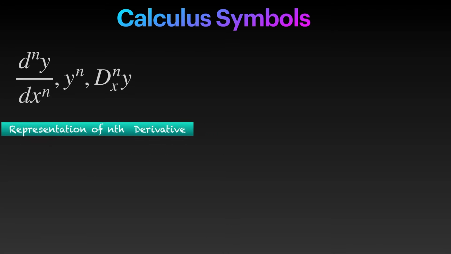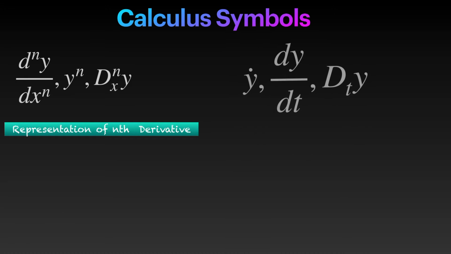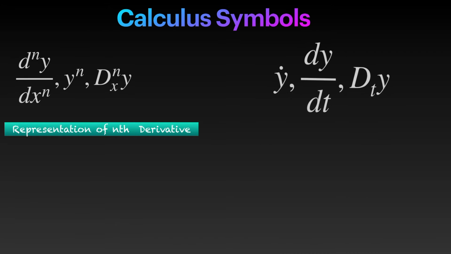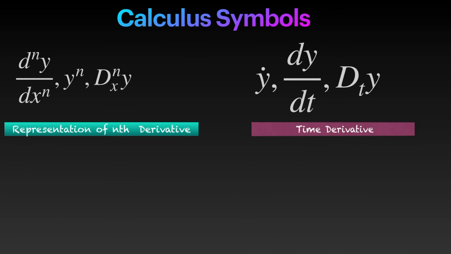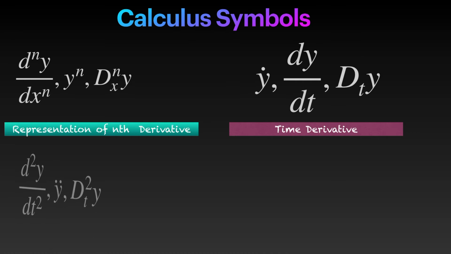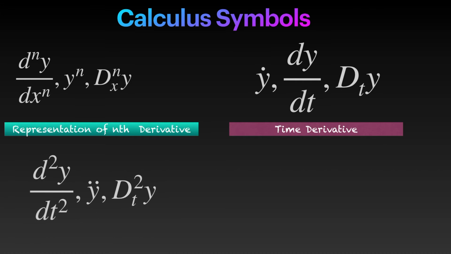The next one is the representation of time derivative. As the name suggests, the time derivative is a function of t. So here d by dt acts as an operator, or the second derivative is represented by d square y by dt square, y double dot or D sub t square y.